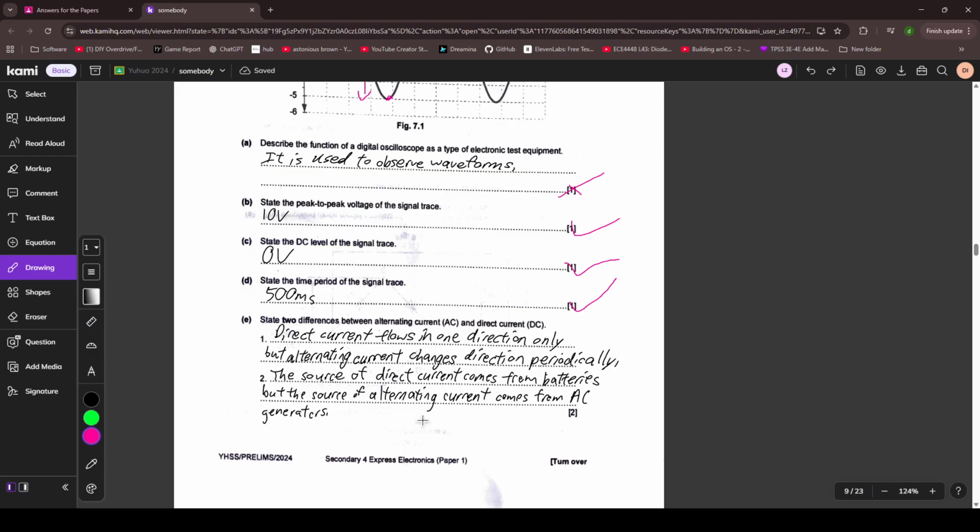The source of DC comes from batteries, but the source of AC comes from AC generators. I don't know if that makes the cut. I would say it's a little vague. You say that the source of DC comes from batteries, but you don't say that AC does not come from batteries. Now it's just like you're listing examples, and you're not saying that AC can only come from a function generator or whatever. So I don't think I'll give you the mark for this.